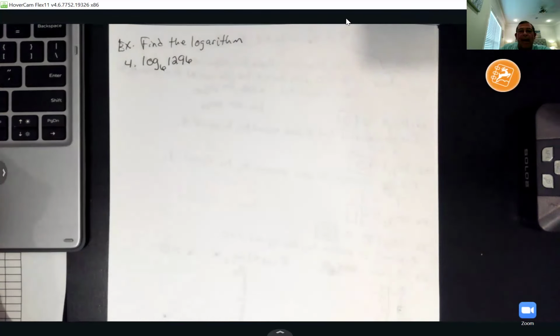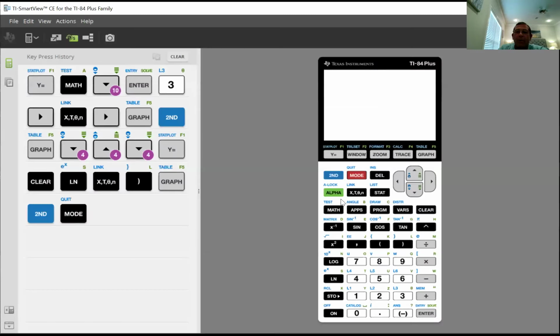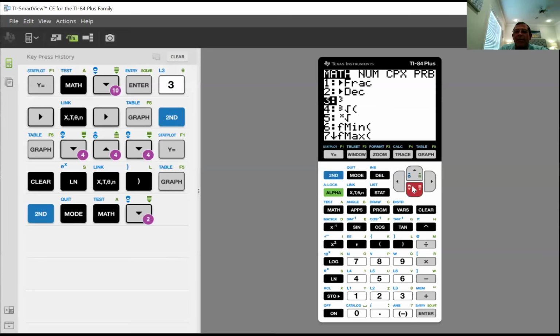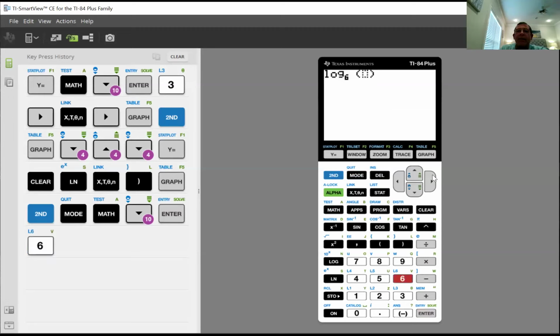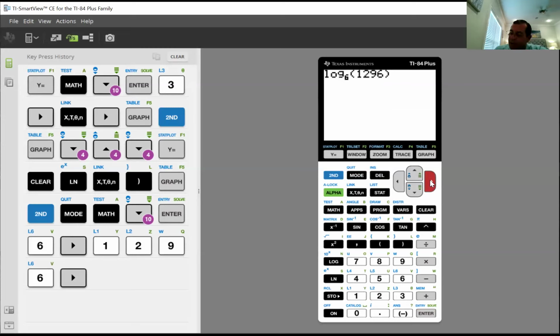So remember now, since this ain't a log base 10 or an e, I'm going to go to the math on my calculator. So let me get off the graphing. So I'm going to go to math. We're going to arrow down till we find log base. Once we got log base, hit enter. I had a 6 for the base, so I'm going to put in my 6, arrow right, and then put in my 1,296.